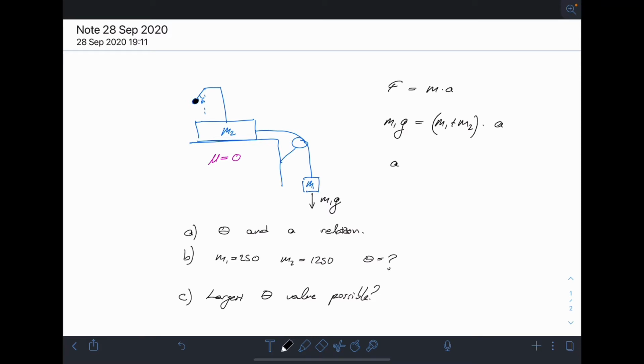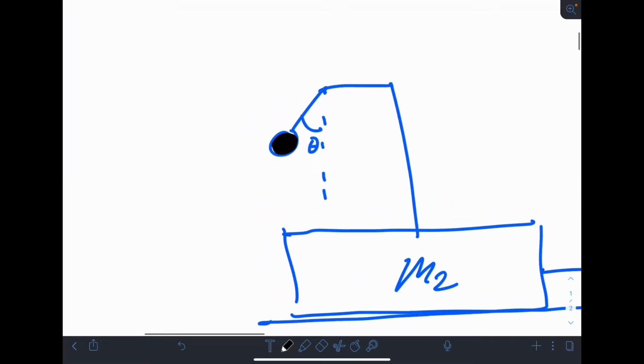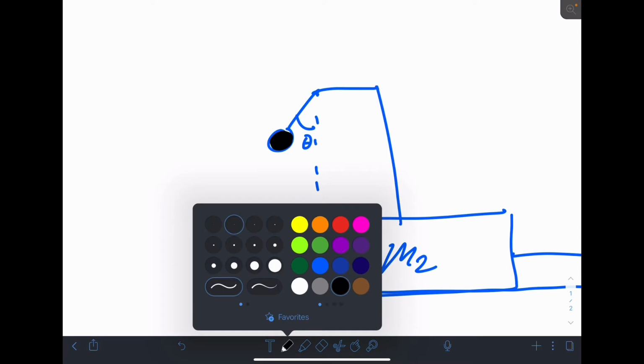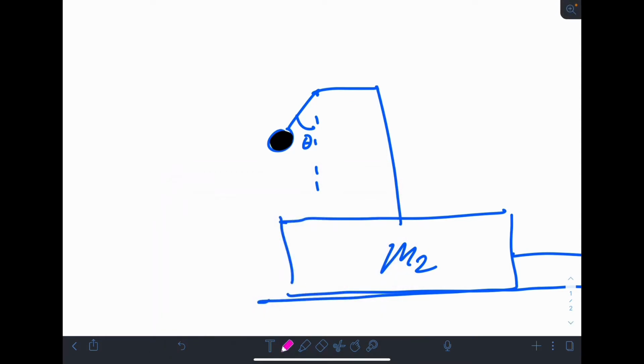So since we know the acceleration, which is m1g divided by m1 plus m2, we have to take a look at the ball. The ball's angle is defined by 2 accelerations. First is the gravitational acceleration, and the second is the acceleration of the system. So the ball is accelerating in 2 directions.